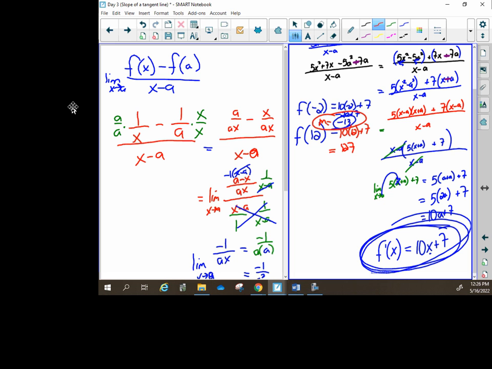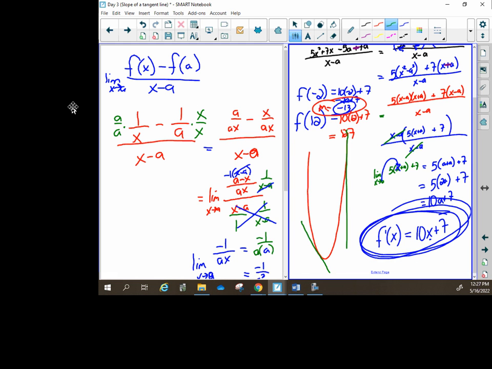The slope of the line at 12 is really pretty steep. This is a quadratic equation. It looked like that. So if I come over here at 12, let's see, that's a pretty steep line slope right there. But if I'm over here at negative 2, there you go, there's my slope right there. Not as steep. I have a negative slope.